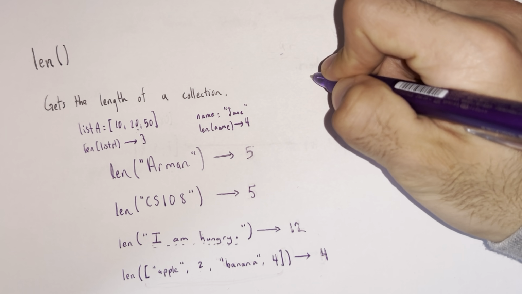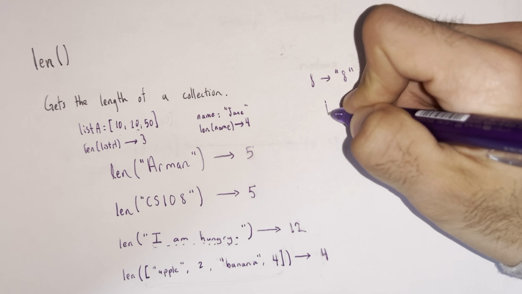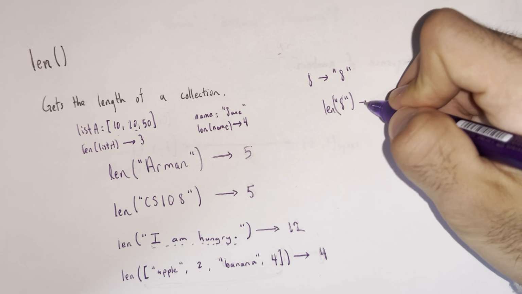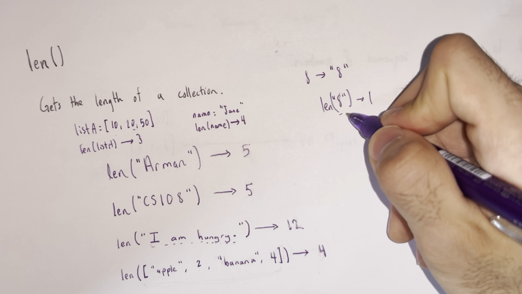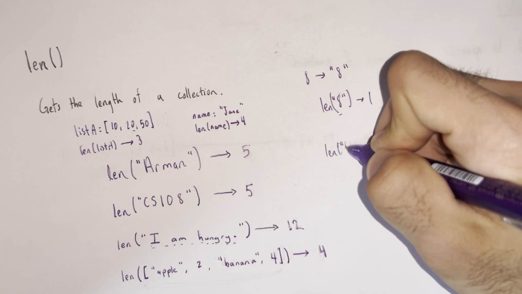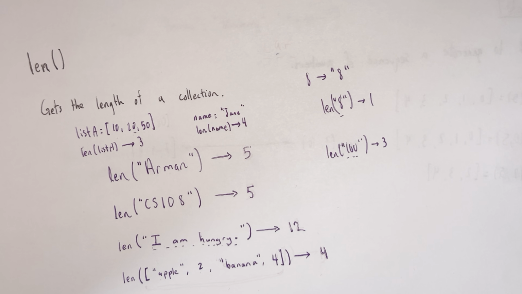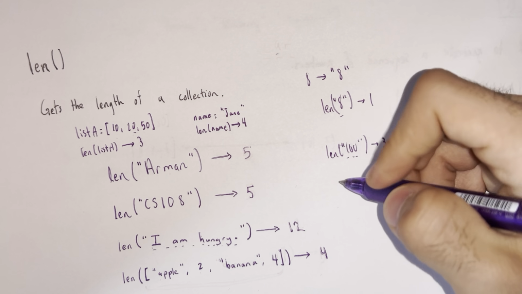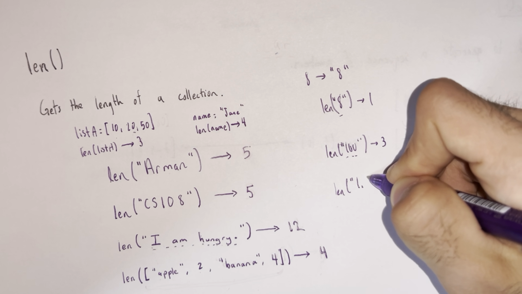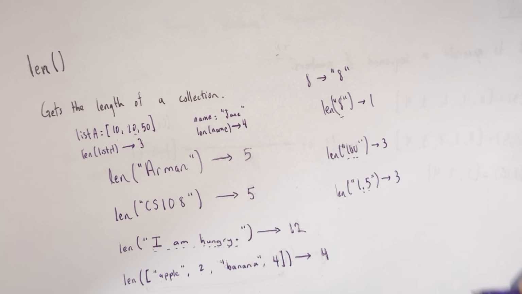So if you have int 8, right? If you convert it to a string 8, the length of string 8, what do you think that's going to be? 1, because it's just one character, right? If you have len of 100, it's going to be 1, 2, 3 characters, so that's 3. So yeah, same thing for a decimal. Let's say we had len of 1.5, right? That's 1, 2, 3 characters, right? So that's the idea.